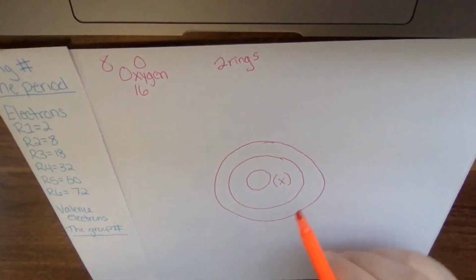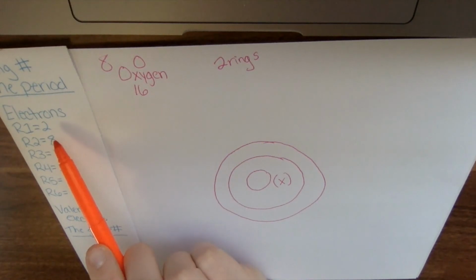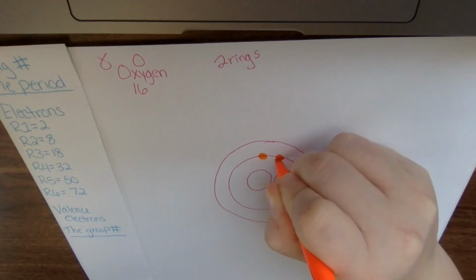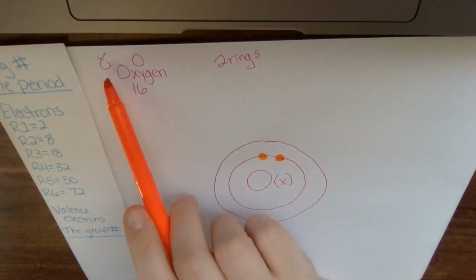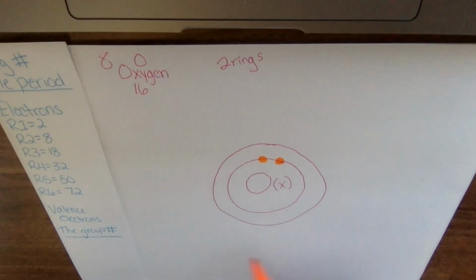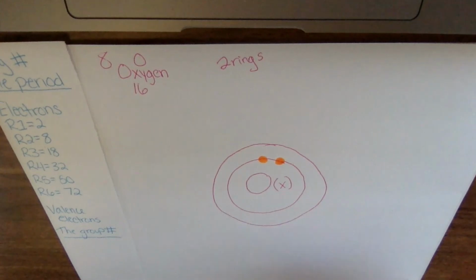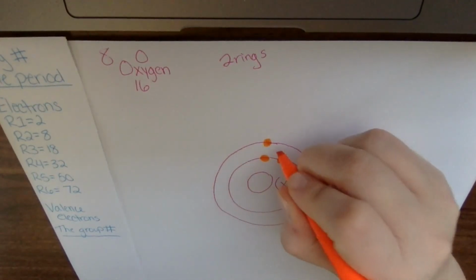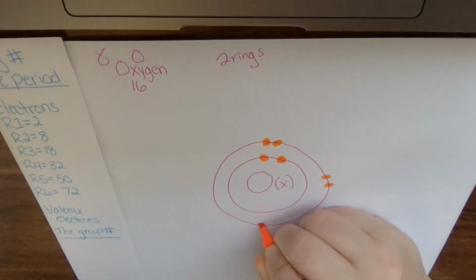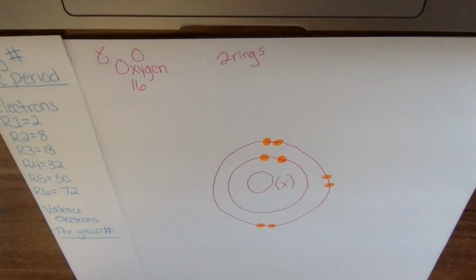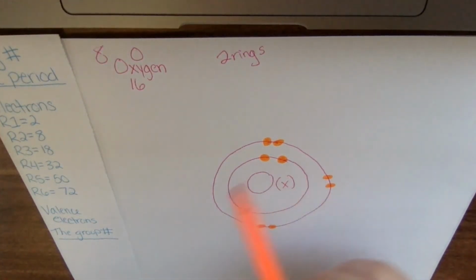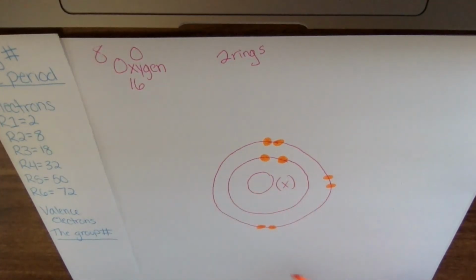So remember, in the first ring, it can only hold 2 electrons. So I'm going to draw 2. So 1, 2. So now I have 6 electrons left out of the 8 that oxygen has. So I'm just going to draw the rest of the 6 in the last ring. So I have 1, 2, 3, 4, 5, 6. And remember, another way that you can double check to see if you did this correctly is you can look at the group number that this element falls into.